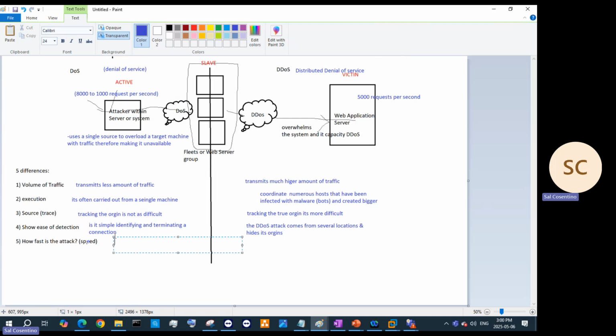In a DoS, it's less quick. The attack can be deployed less quickly, whereas in our DDoS, the attack can be deployed much quicker. So understand the differences between the two.